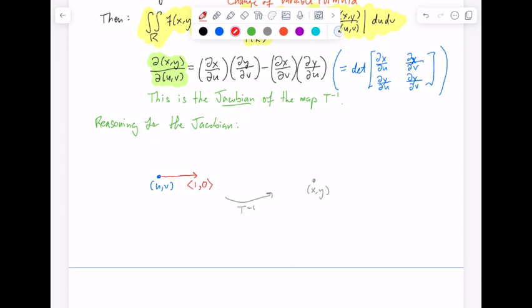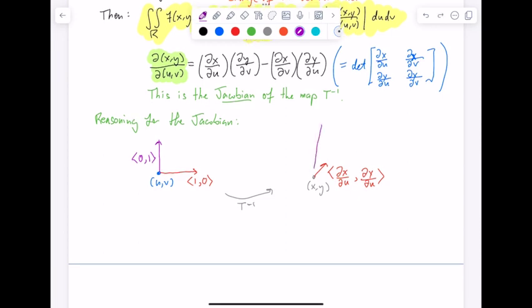at uv. Now it turns out that a good approximation of what the inverse of T does to this vector is it transforms this vector pointing in the direction 1, 0 in the UV plane to the vector with components partial u of x and partial u of y. And also we can consider the vector pointing in the positive v direction, 0, 1, and that gets mapped to the vector partial v of x and partial v of y.